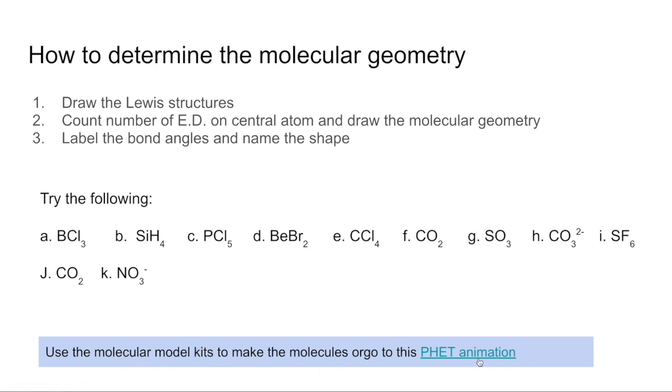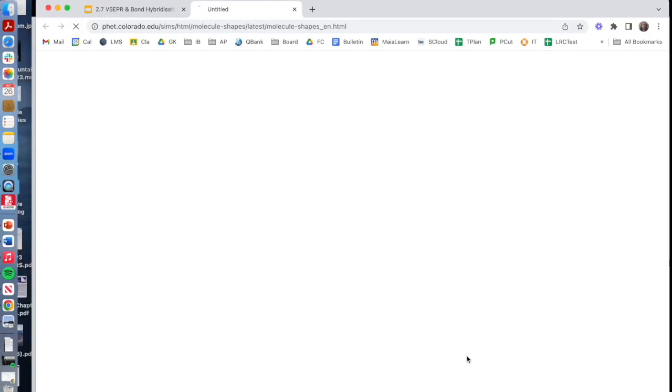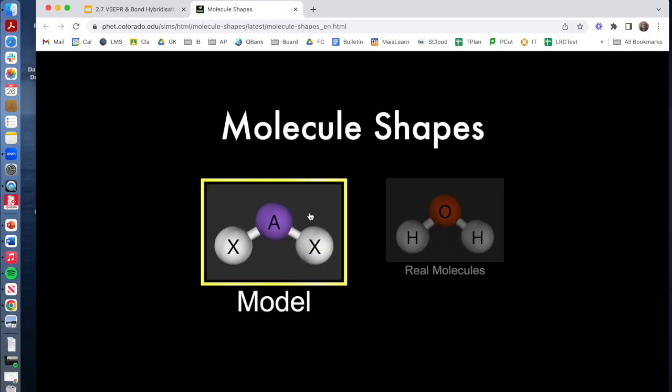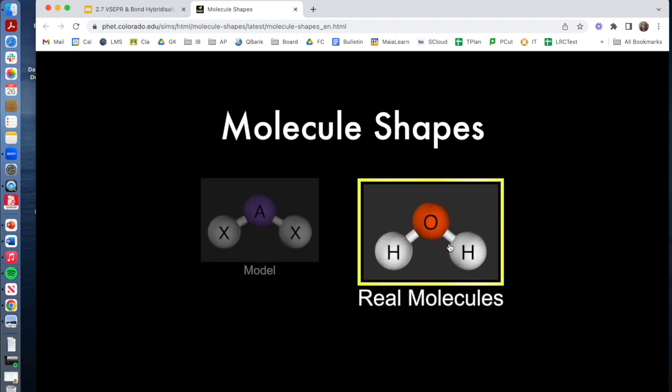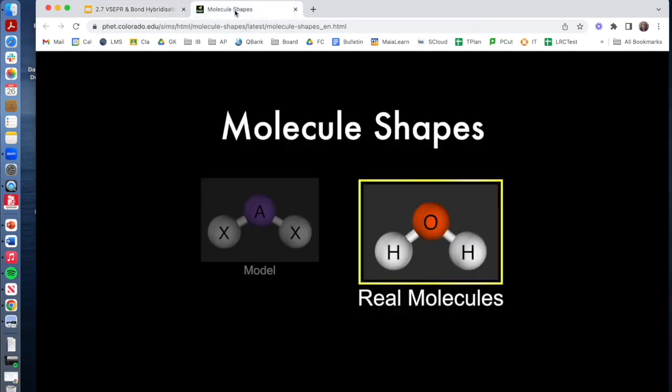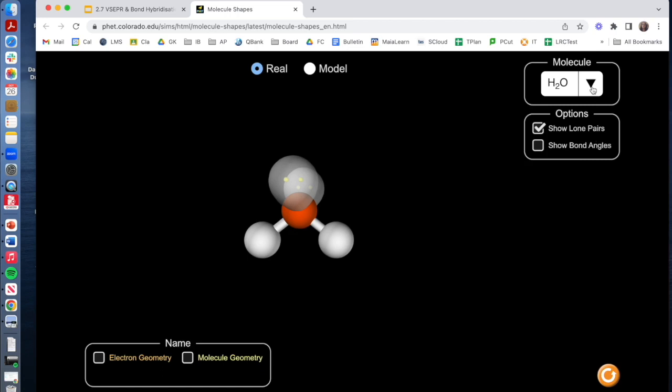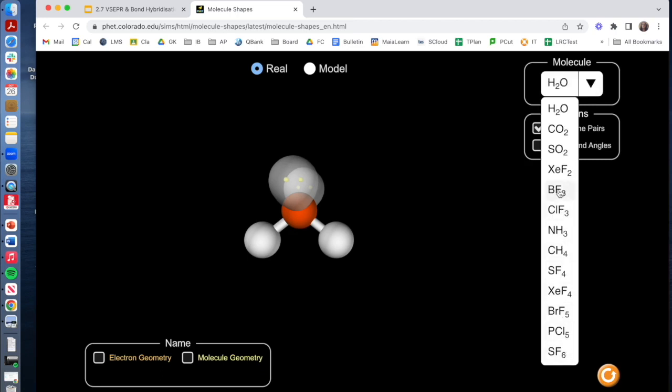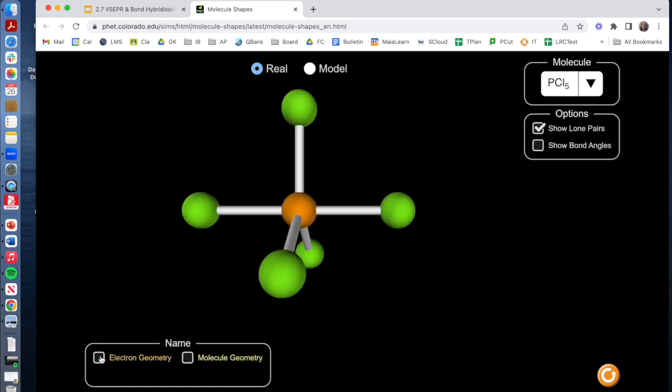When you've done that, you can also either make those molecules up or go to the PhET animation link. You can Google PhET animation and molecular shapes and you'll find this. Click on real molecules, and then you can find the particular one you want to do. For example, you might want to look at water or another molecule like PCl5. You want to see the electron geometry, the molecular geometry, and I'll talk about those a bit later, and you want to show the bond angles.